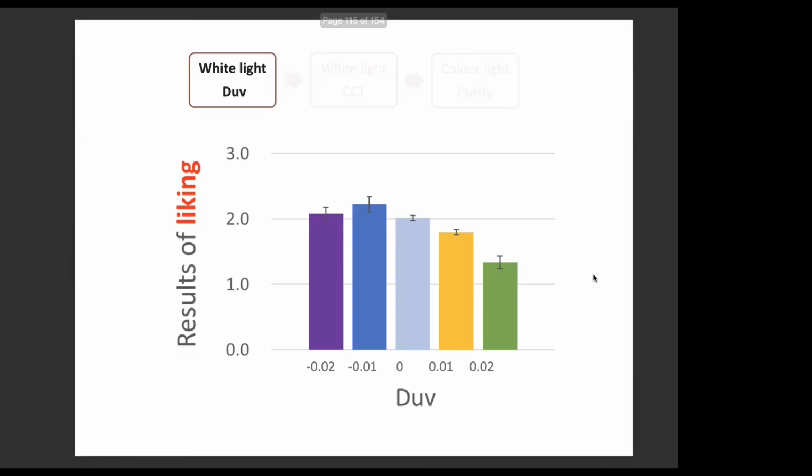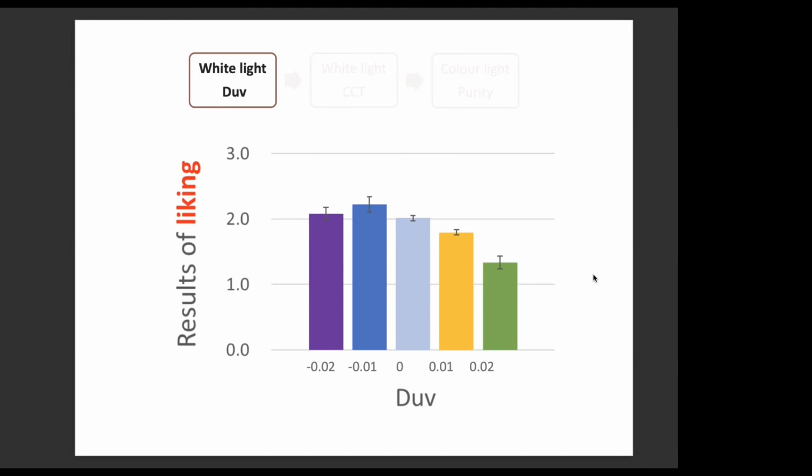Here is the result for room impression. Because I'm going to show you a lot of graphs in the next few slides, I need to explain in more detail first. You will see very similar graphs like this.